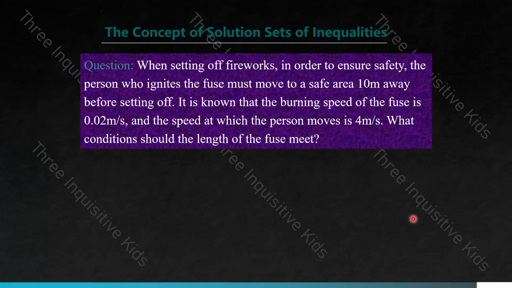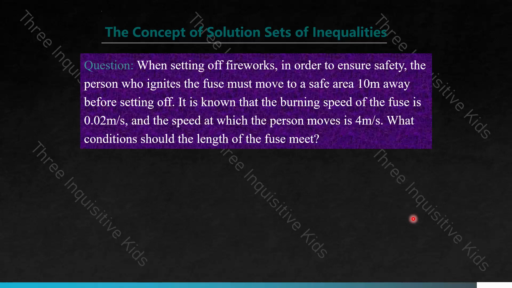When setting off fireworks, in order to ensure safety, the person who ignites the fuse must move to a safe area 10 meters away before setting off. It is known that the burning speed of the fuse is 0.02 meters per second, which is 2 centimeters per second, and the speed at which the person moves is 4 meters per second. What conditions should the length of the fuse meet?